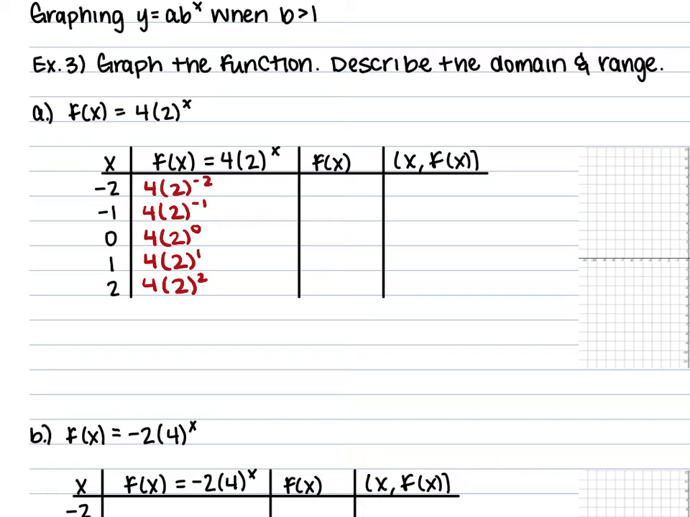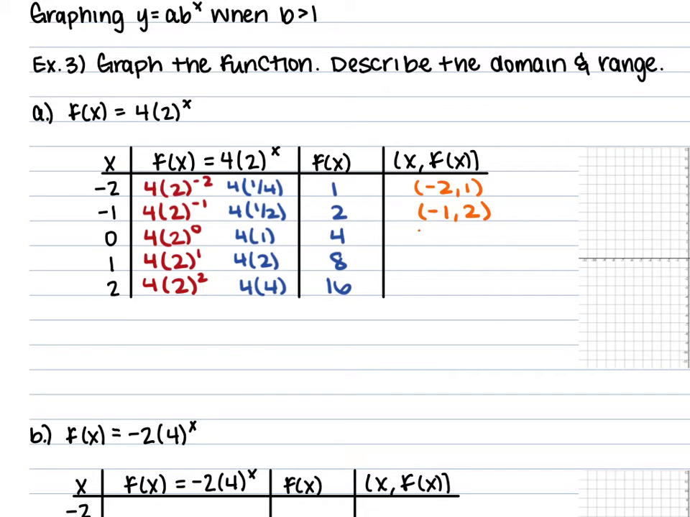So that 4 times 2 to the power of -2 is the same thing as 4 times 1/4, which is 1. The 4 times 2 to the power of -1 is the same as 4 times 1/2, which is 2. The 4 times 2 to the power of 0 is 4 times 1, so that's 4. 4 times 2 to the power of 1 is 4 times 2, which is 8. And 4 times 2 to the second power is 4 times 4, which is 16. So these are giving us ordered pairs of -2, 1, -1, 2, 0, 4, 1, 8, and 2, 16.